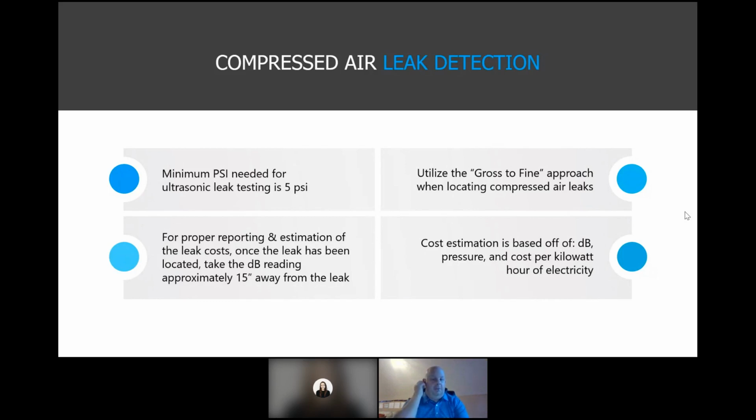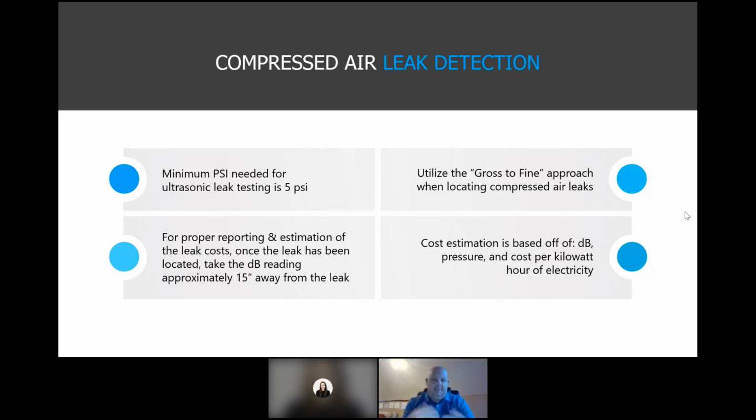But through that research, it was found that the approximate distance away from the leak of where we want to take that decibel level reading is approximately 15 inches away from the leak. So once we've identified exactly where that leak is, then we just simply back away approximately 15 inches and we're going to note the decibel level reading of that leak from that distance. If you take that decibel level reading too close to the leak, then it tends to overestimate how much that leak is costing. So that formula, it's based off of the decibel level.